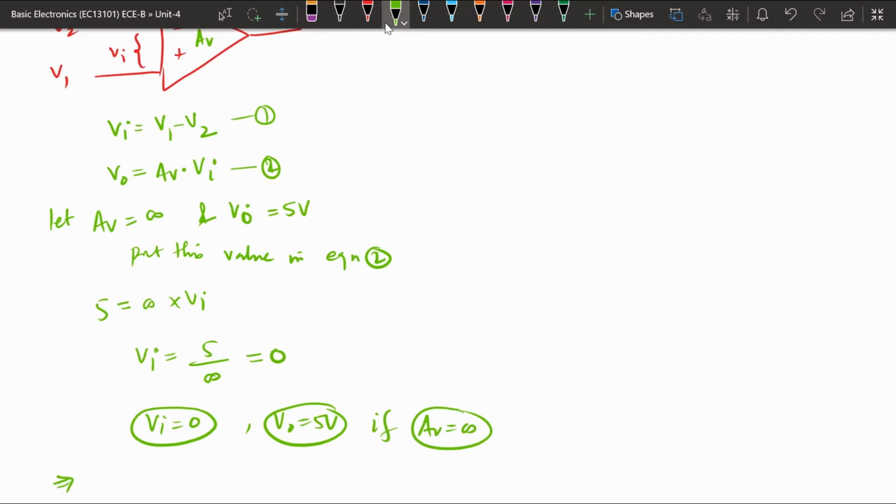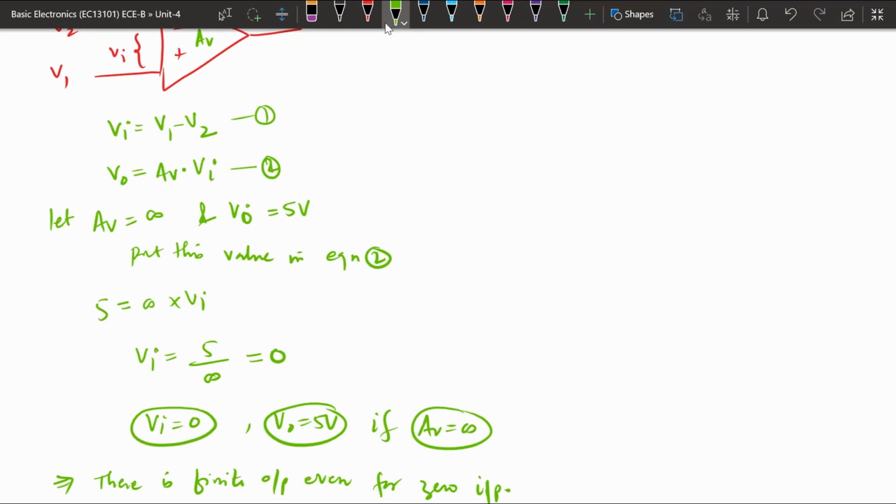From there we can get, with 0 input also, some output. So that means there is a finite output even for 0 input. So for 0 input also we are getting some output.